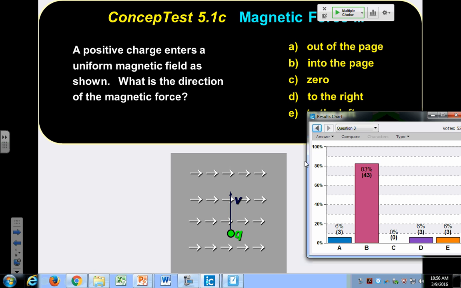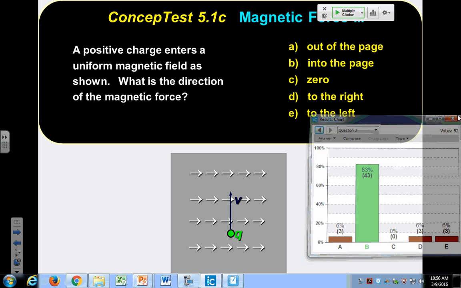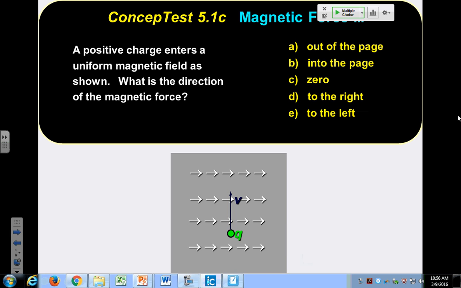Let's see, so V is up. Should be into the page. V is right. All right. V is to the right. Or excuse me, V is up. Our magnetic field is in that direction. So our thumb points into the page.